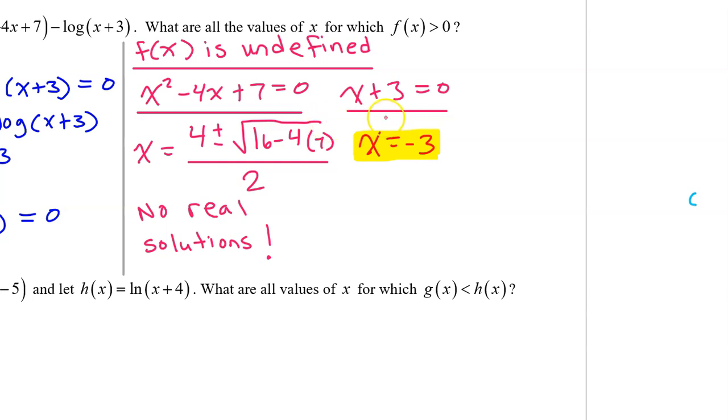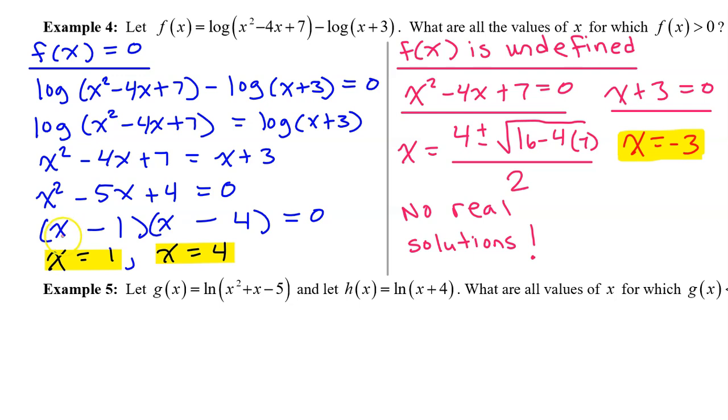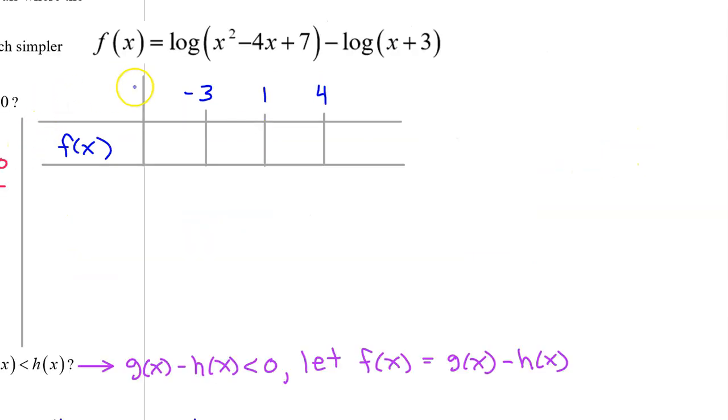F of x will also be undefined when x plus 3 is equal to 0, which means at x equals negative 3. So this is another critical value that will go on the sign chart. So far we have 3 critical values to put on the sign chart. So here are the critical values across the top of my sign chart. We need to figure out whether f of x is positive or negative in each interval.